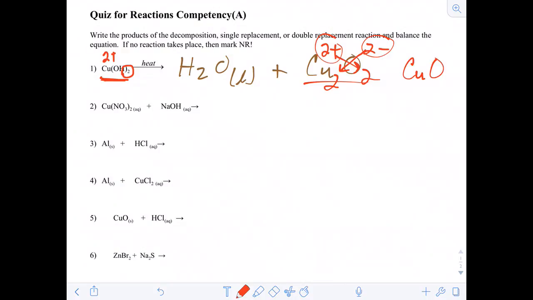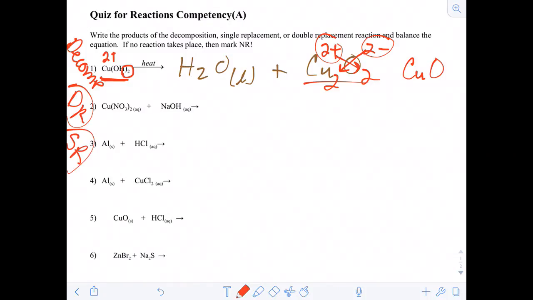What about number 2? We got copper nitrate and sodium hydroxide. What type of reaction is that? Double. That's a double replacement reaction. Good. What about the first one? What type of reaction was that? A decomp, exactly. That's a decomposition reaction. What about number 3? What type of reaction is that? Single replacement reaction. Very nice.